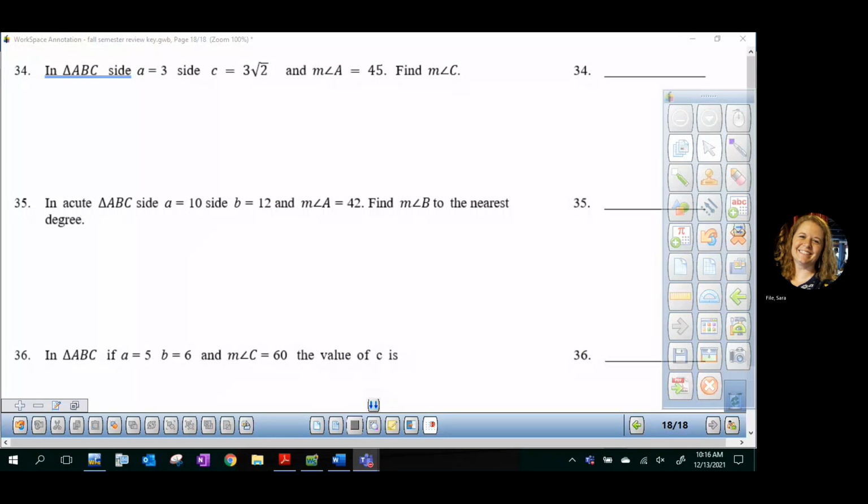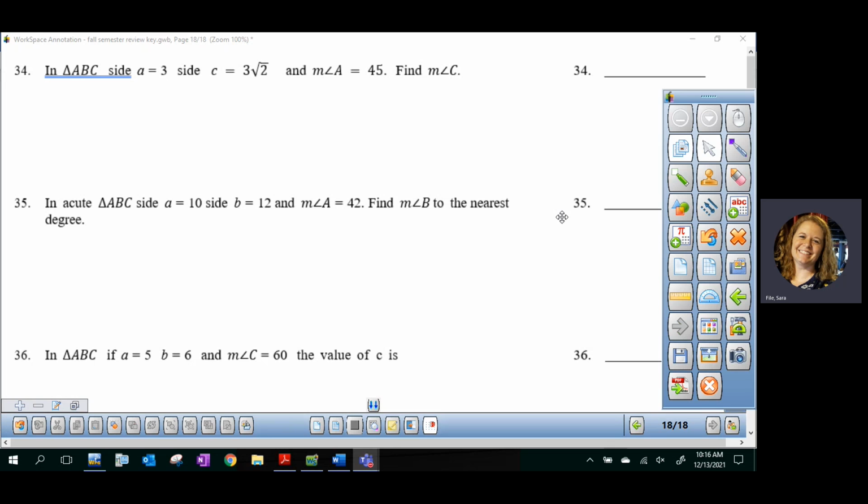So here we are, number 34. They tell us in triangle ABC, side A, side C, and angle A. And they want us to find angle C.